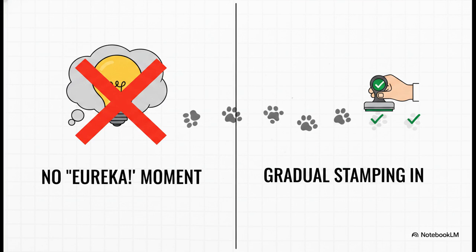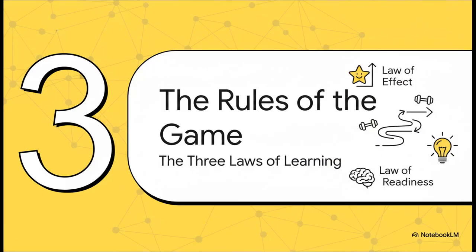And this is the absolute key to the whole thing. The cat never had a big aha moment. It didn't sit there and think, if I pull this string. No, what happened was its escape time got a little faster each time, just a little bit. The random, useless actions started to disappear, and the one correct action, hitting that lever, got stamped into its brain. Learning wasn't a flash of insight. It was gradual.